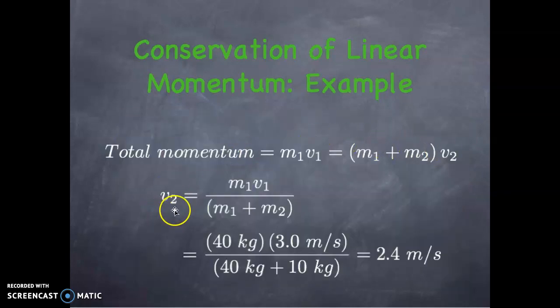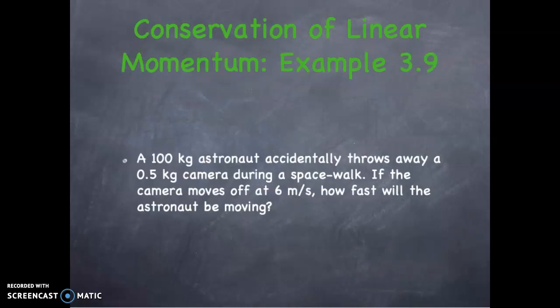So here's a case then. We want to know the speed in the final situation. M1 is known, V1 is known, and M2 is also known. You plug in the math here, you add the two masses, that's 50 kilograms. That's 40 times 3 divided by 50, which becomes 2.4 meters per second. That's the way you would do that problem.